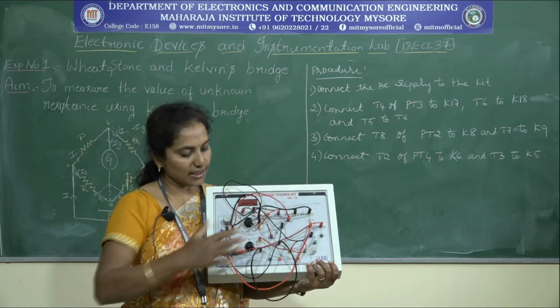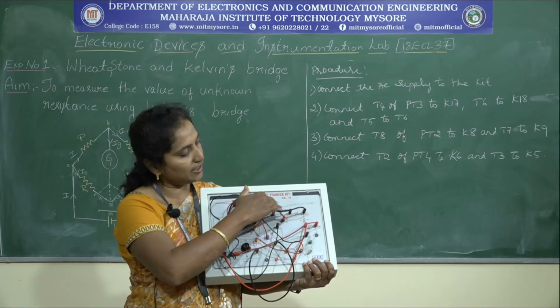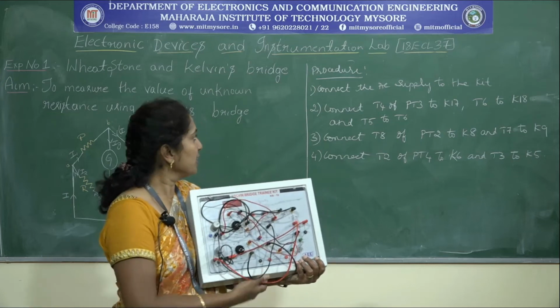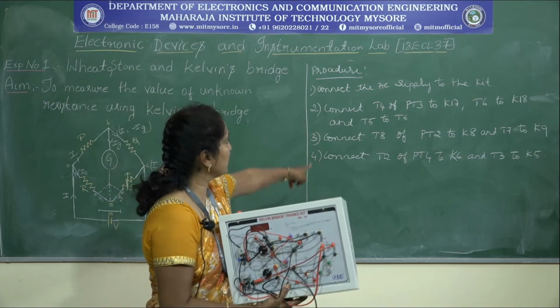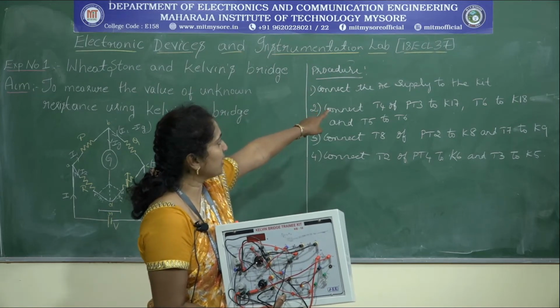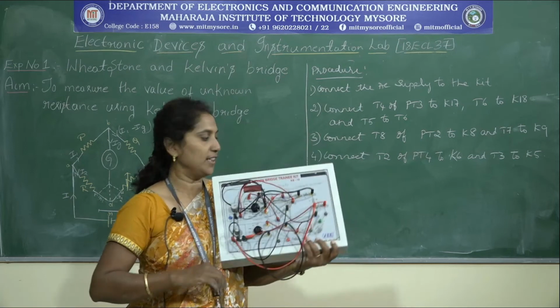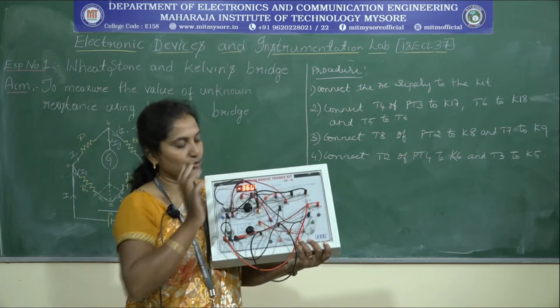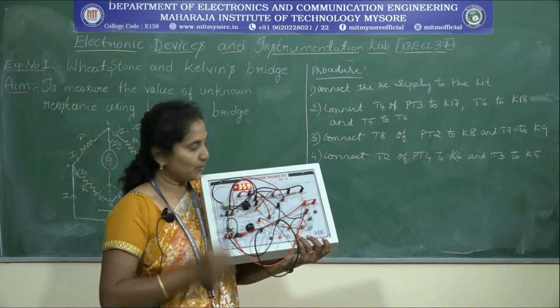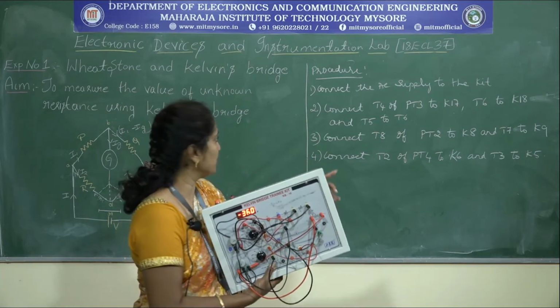So this is the Kelvin's bridge trainer kit you are having, and here we have the procedure. There are 4 steps. First, connect the AC supply to the kit. I am going to switch it on. Now I am going to explain the connections first.